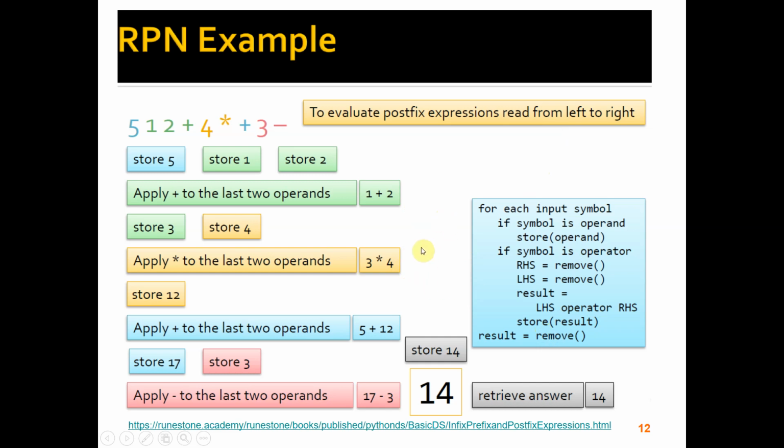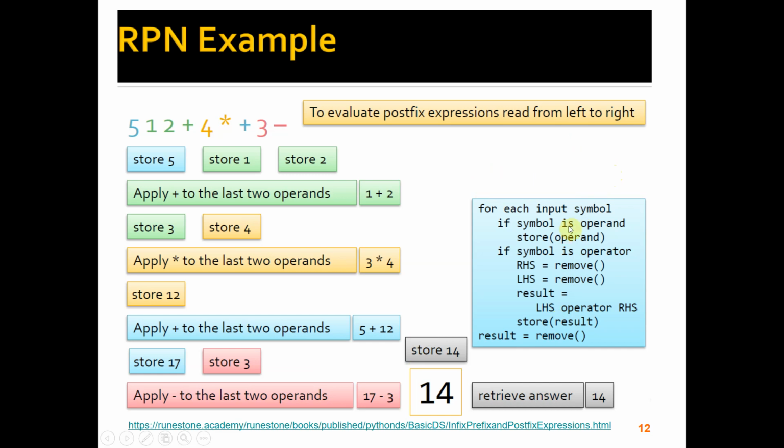Now we only have one element in our stack. The next symbol that we read is number 3. We push it back to the stack, so we have 17 and 3. And finally, the last symbol that we read is subtraction. So we have to pop 3, goes on the right side, pop 17 goes on the left side, and we have 17 minus 3. Evaluate it, it's going to be 14. Push it back into our stack, right?